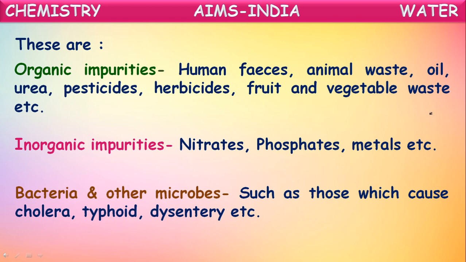One more kind is bacteria and other microbes, such as those which cause cholera, typhoid, dysentery. So the microbes which are causing all these diseases to us come under bacteria and other microbes. In this way, the impurities present in the water can be segregated into three types.